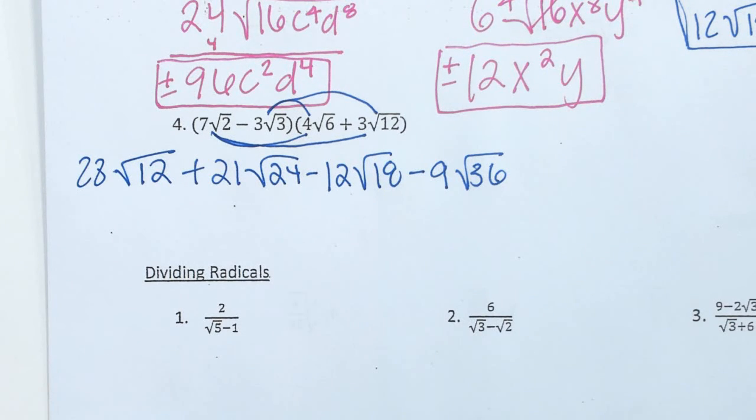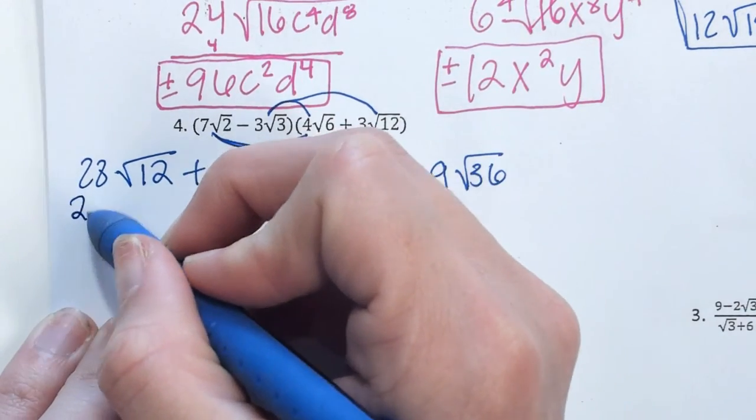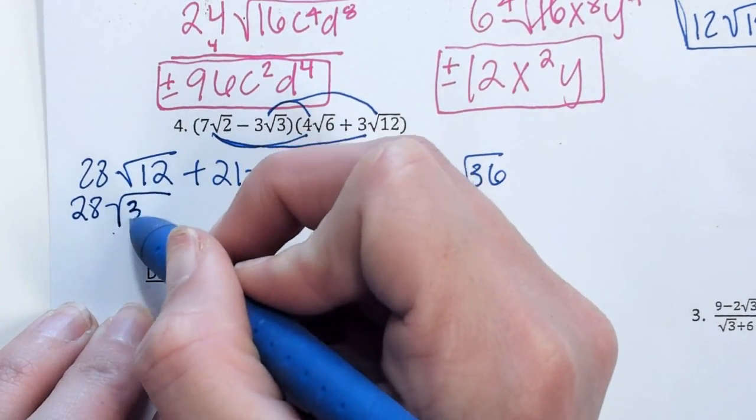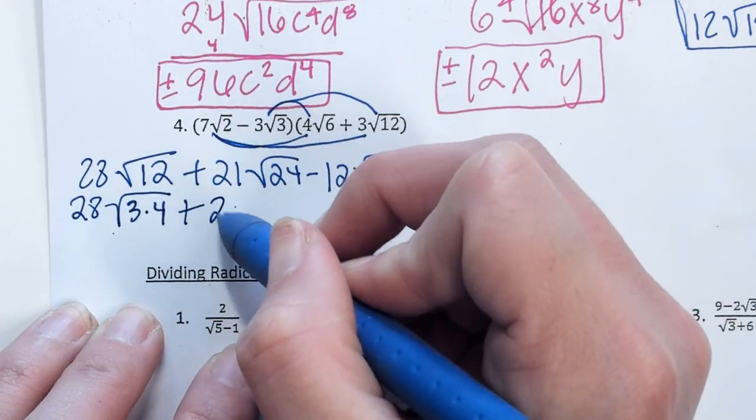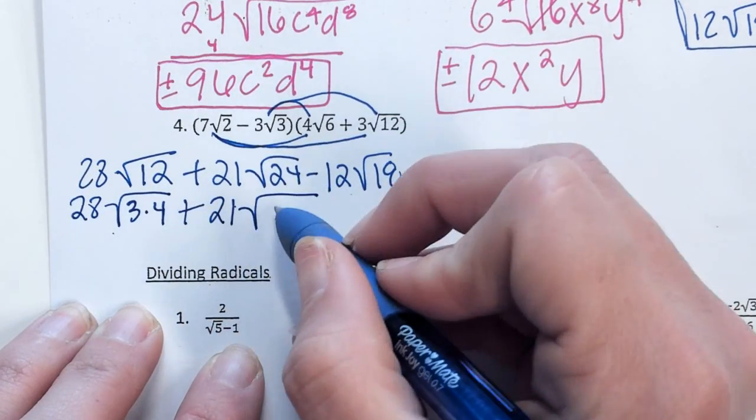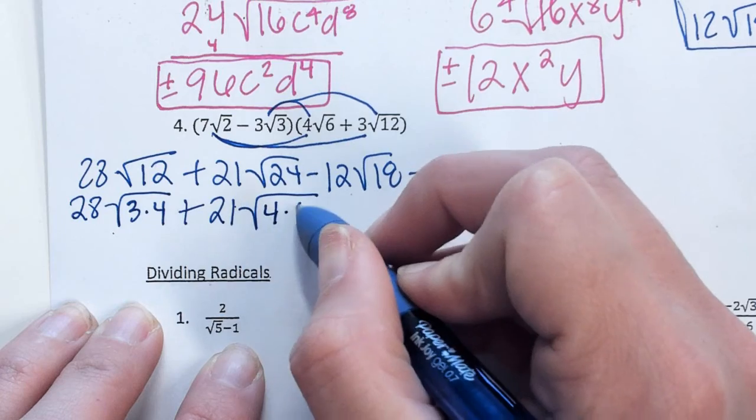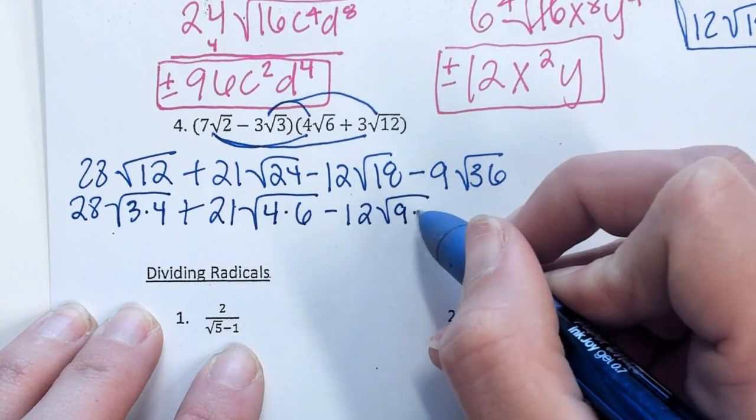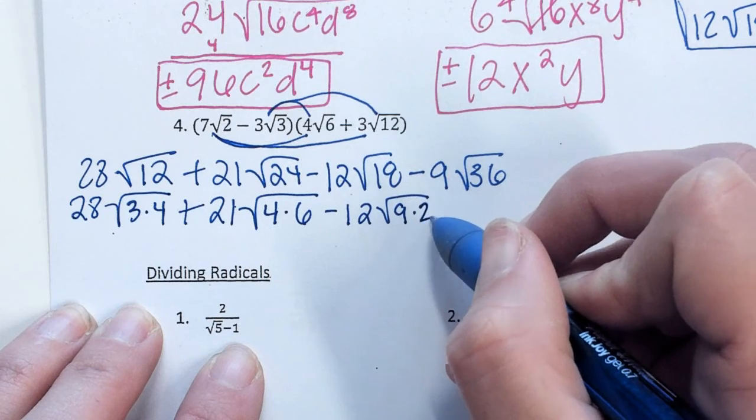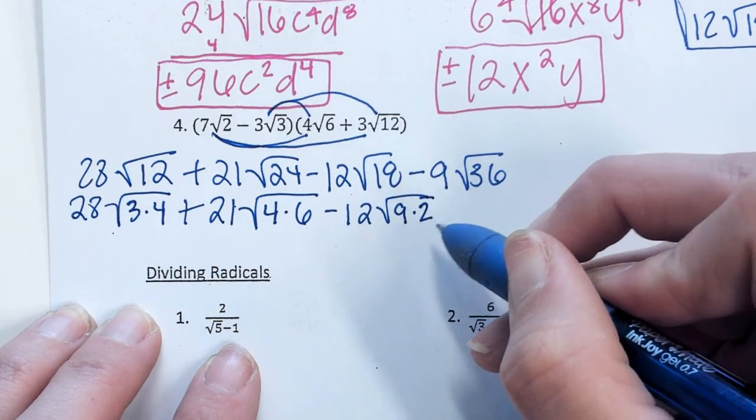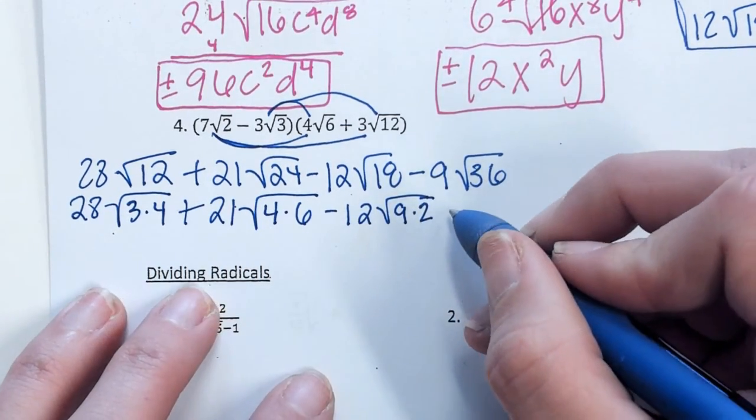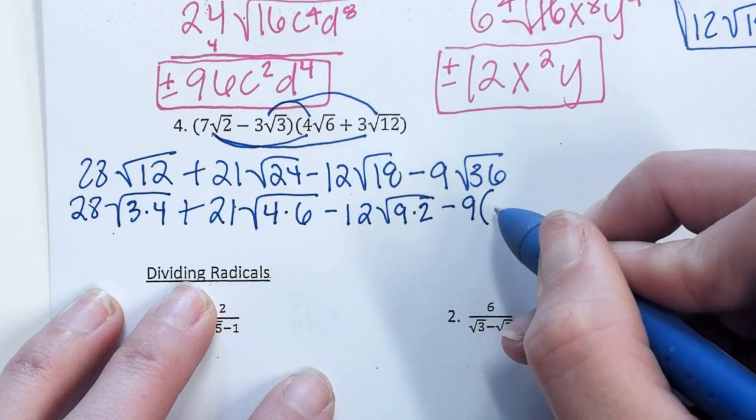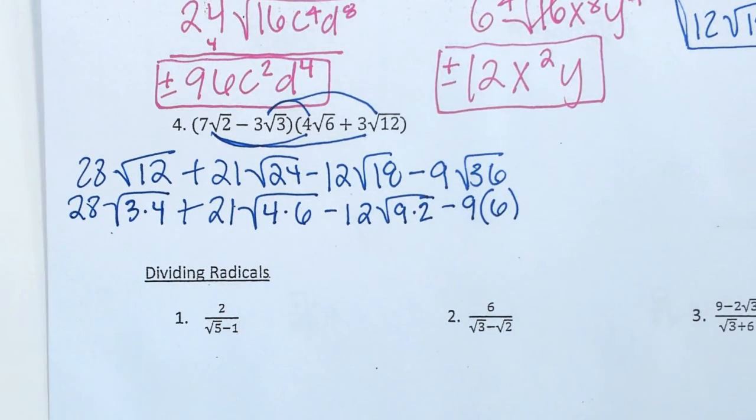Can we simplify these roots? Yes. Alright, so what goes into 12? Very good. What about 24? 4 and 6. What about 18? 9 and 2. Good. What about 36? Just 6, right? So it'd be negative 9 times what? Just 6.